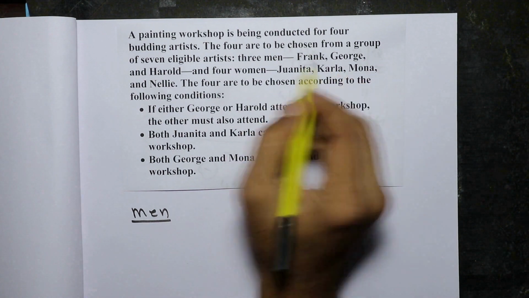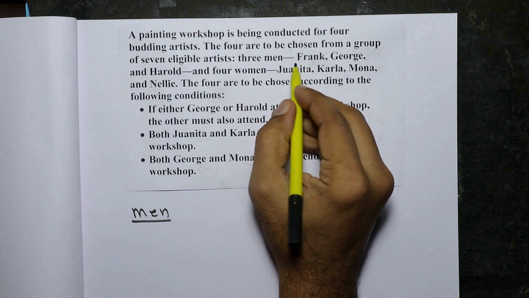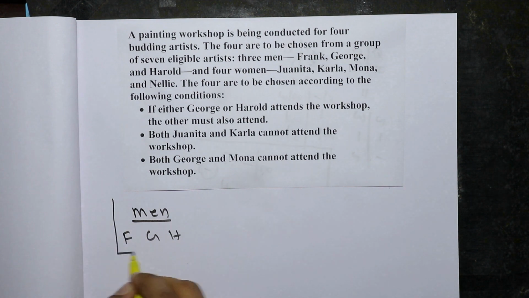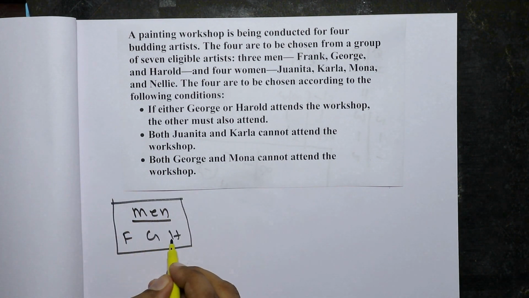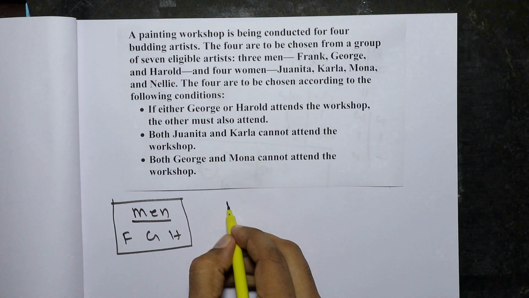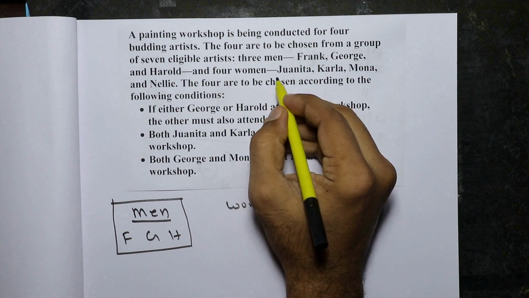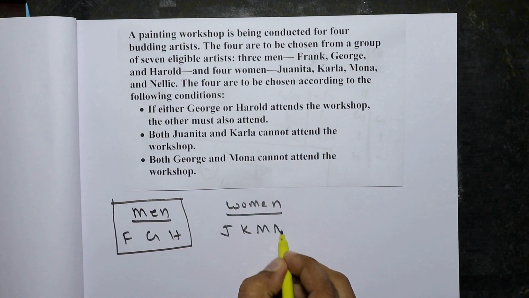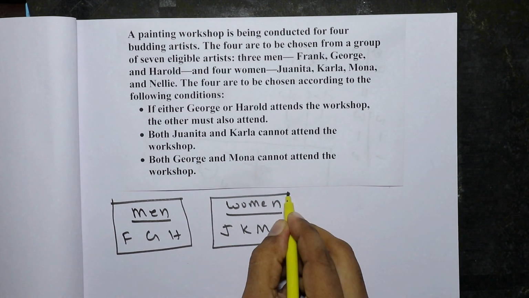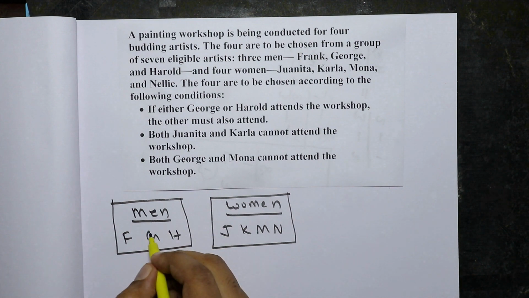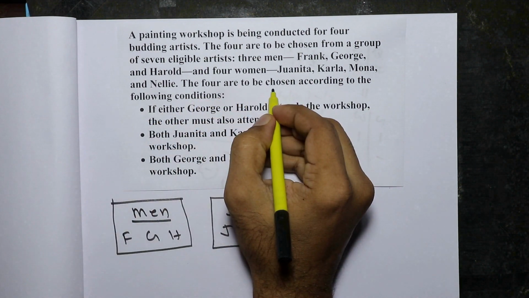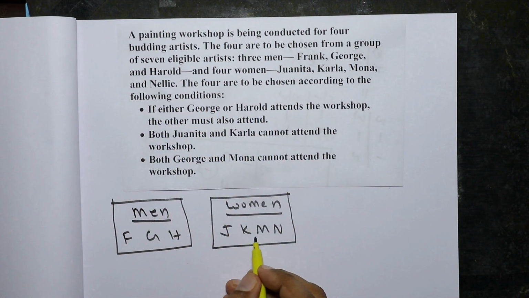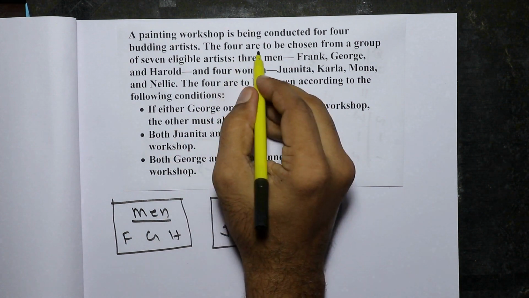The men are Frank, George, and Harold. I'll represent them by their first alphabets. So men are F, G, and H. 3 of them are there. And 4 women, that is J, K, M, and N. So 3 men and 4 women. The 4 are to be chosen according to the following conditions. So altogether 3 plus 4, 7 are there, and you need to choose exactly 4.